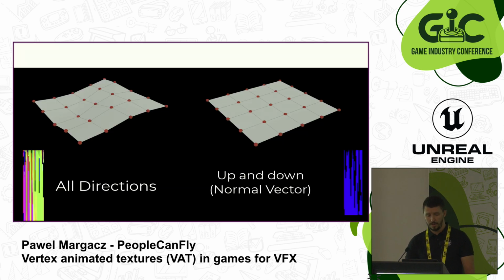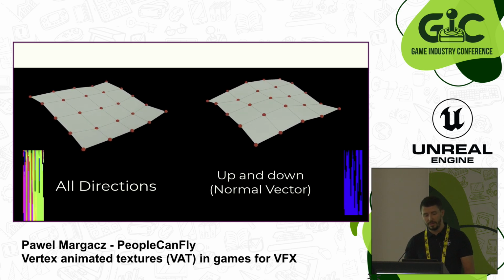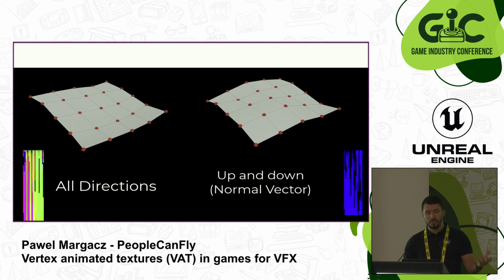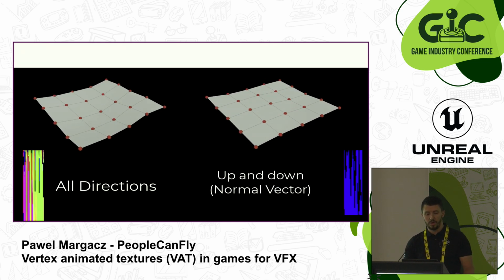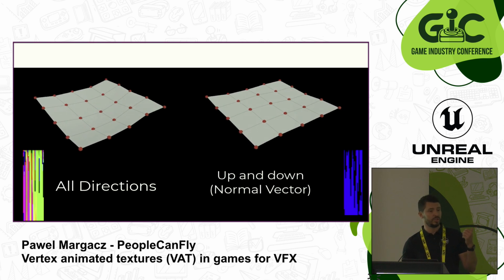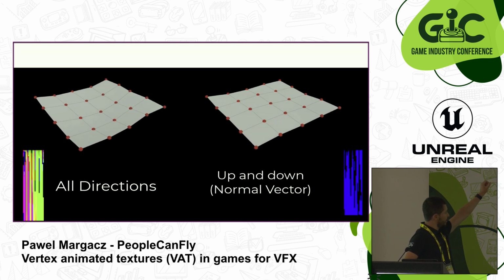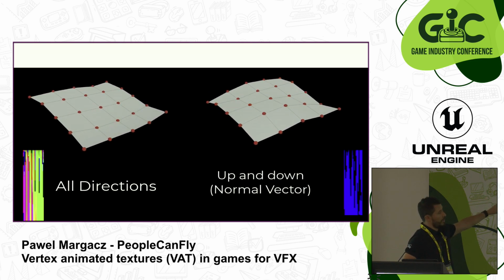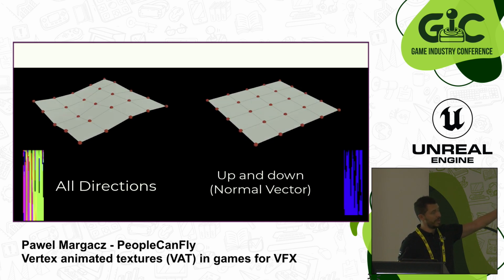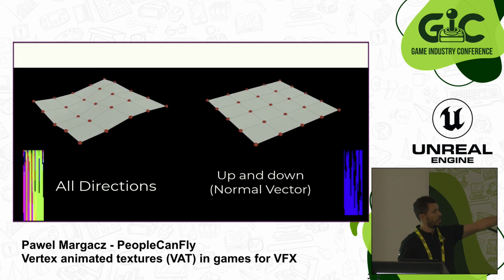So to give you an idea how the VATs work, in this video, Houdini is allowing us to move the vertices on all axes, which is the X, Y, Z, and Houdini is actually saving the position of those axes for the grid on the left for all directions. However, the grid on the right, it's only going up and down, and Houdini saves the height coordinates only to the blue channel.